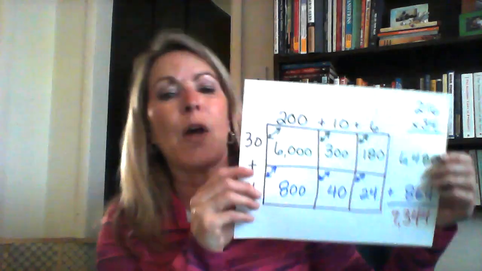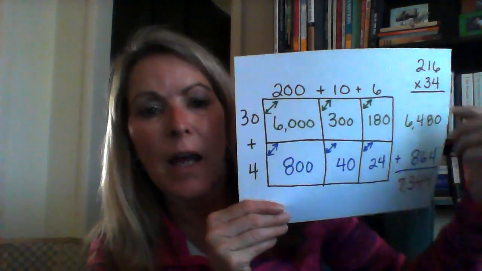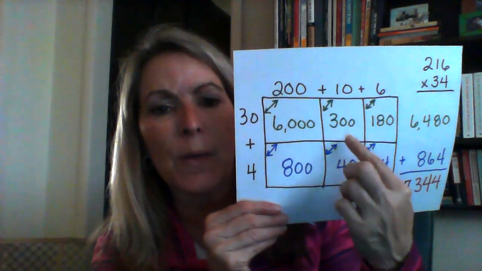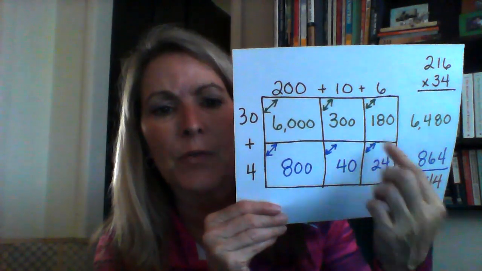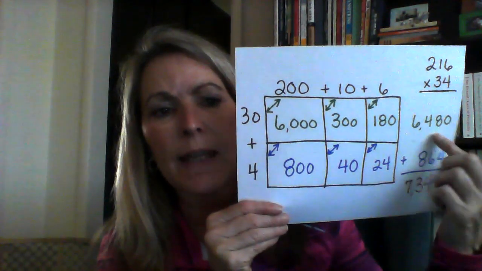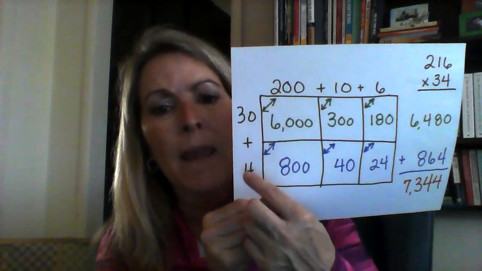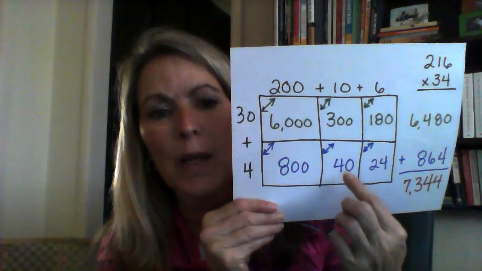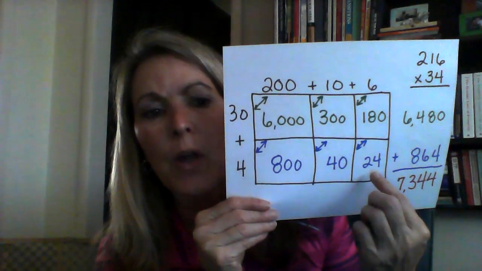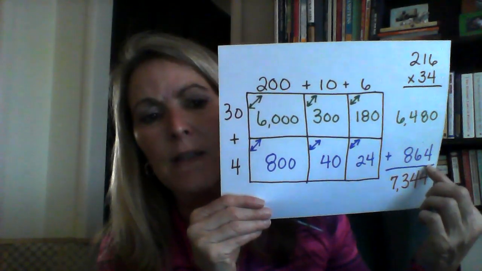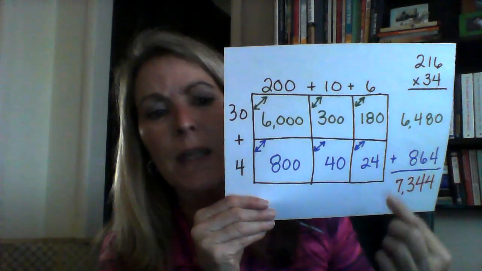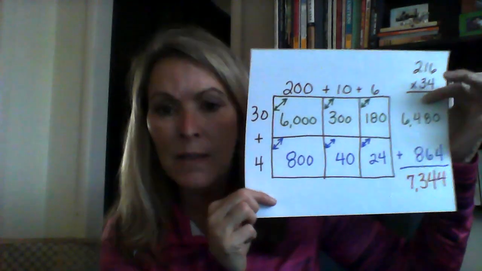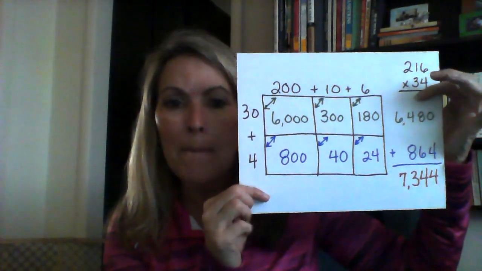Okay, so doing the math, we've got 30 times 200 is 6,000. 30 times 10 is 300. 30 times 6 is 180. When I add those across, I get 6,480. And then 4 times 200 is 800. 4 times 10 is 40. 4 times 6 is 24. When I add those across, I have 864. When I add them all up together, I get 7,344, which actually is very reasonable when I look at the estimate that I had.